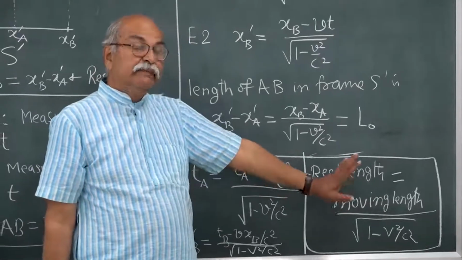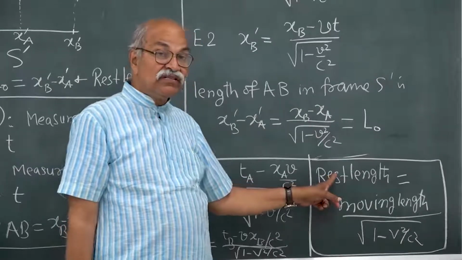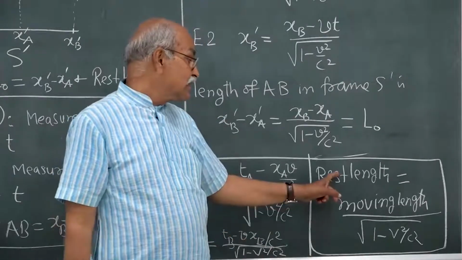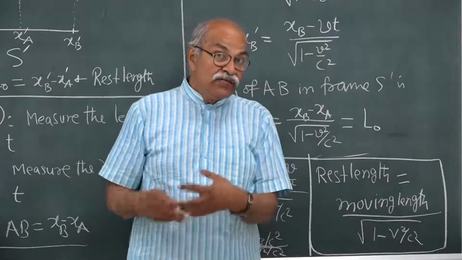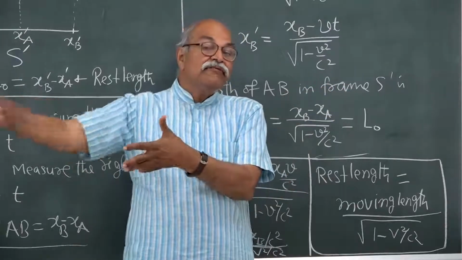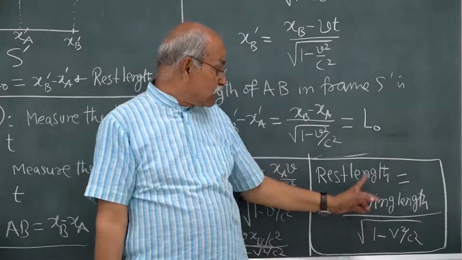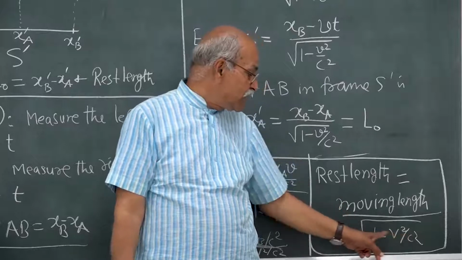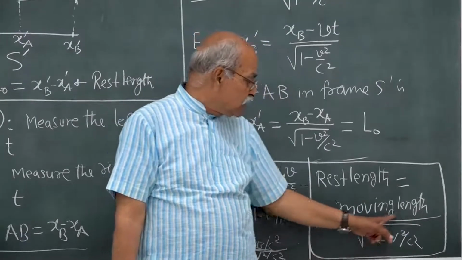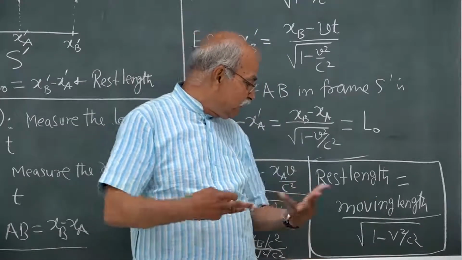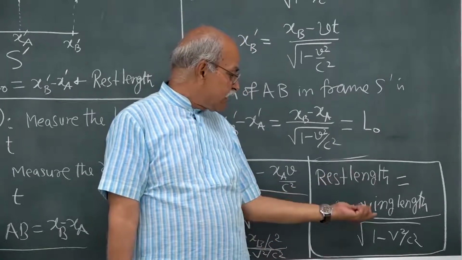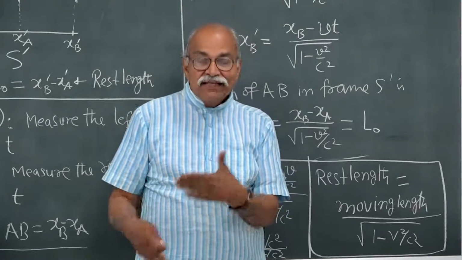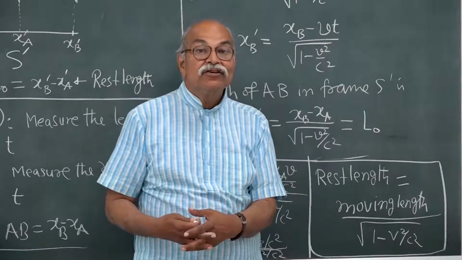Look at this properly, we will be using this again and again. Rest length, that means length measured from a frame in which that length is not moving, that is rest length, and that is equal to moving length. So, now I am using a frame in which this length is moving with a velocity v, and that will be moving length. So, rest length is equal to moving length divided by this, and remember this square root of 1 minus v square by c square is a number less than 1, and if you are dividing by a number less than 1, you are increasing the magnitude. So, rest length is greater and moving length is smaller. So, moving length is smaller than the rest length, and this phenomenon is known as length contraction.